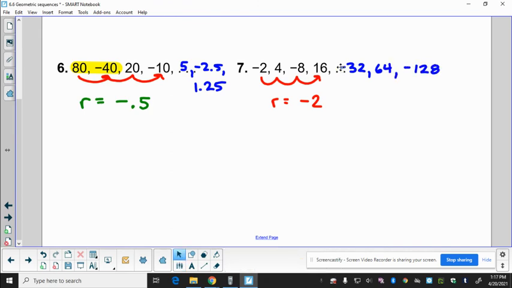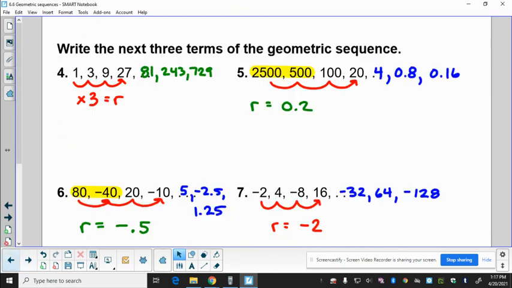And there you go. That should be the end of the lesson, and it is. Okay, everybody. Let's do the homework now. Let's do some practice.